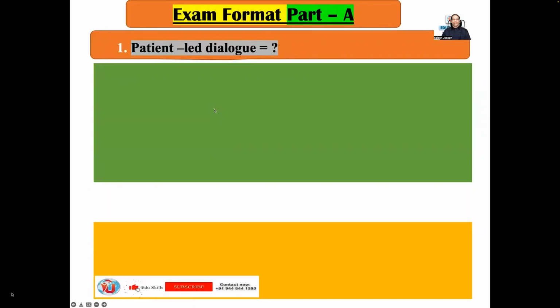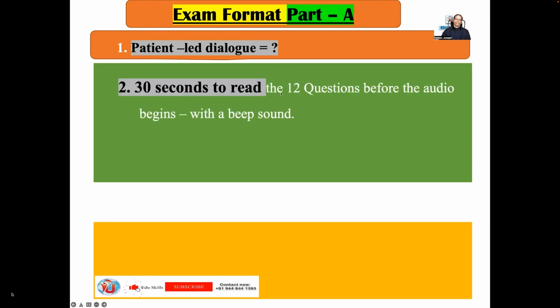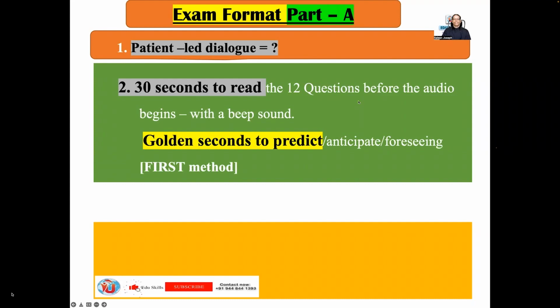So always target 450, so you are safe above 400. It's a patient-led dialogue, which means most of the answers will come from the conversation, from the part of the patient. So the patient will be giving the answers, and you have to listen to the audio for them. You also have the side headings or clues from the questions being asked by the other person, the doctor or whoever the professional is. You get 30 seconds to read the 12 questions before the audio begins with a beep sound. Golden seconds to predict, anticipate, foresee.